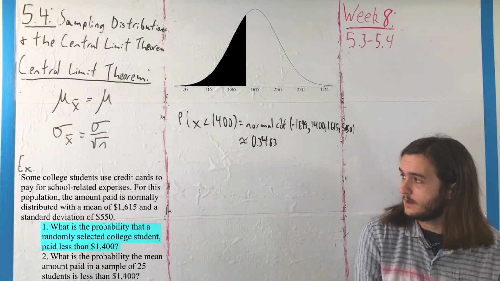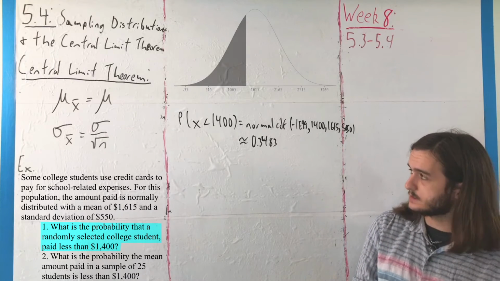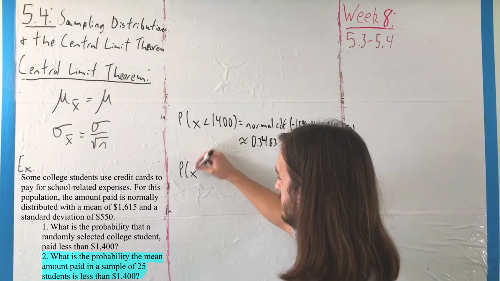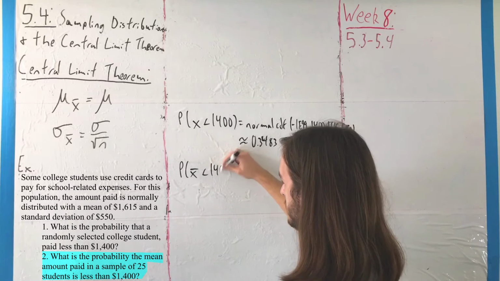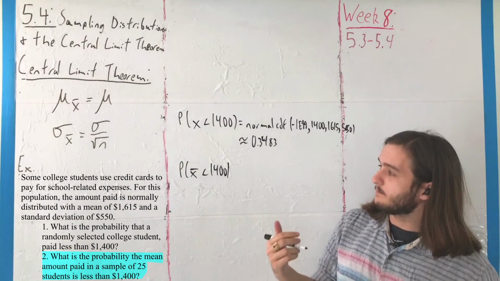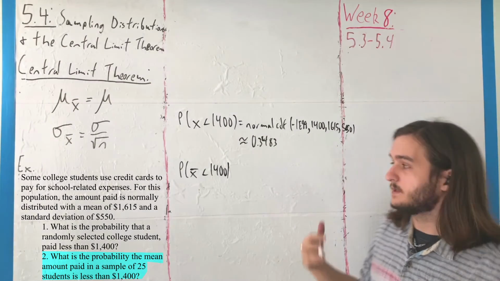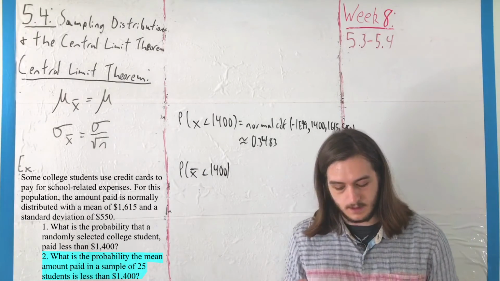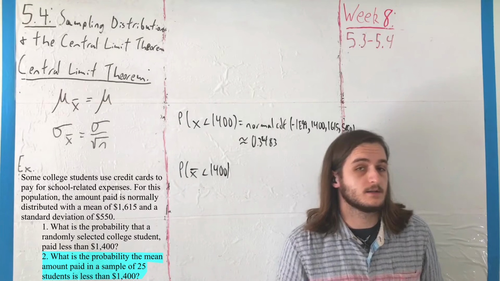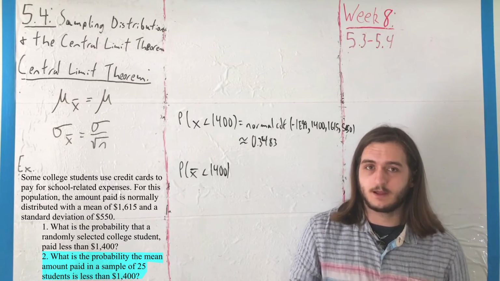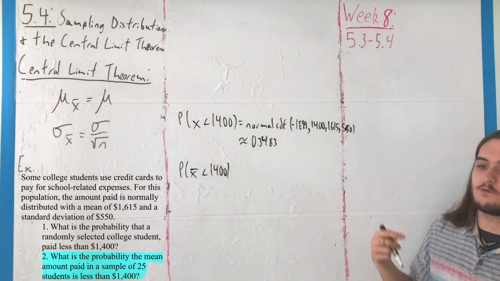given that distribution, given that shape of the situation where we're just trying to find it in terms of a single value. On the other hand, for our second case, if we want to find the probability that the sample mean is less than 1,400, this is something more like what we've been seeing here. This is something more in terms of sample behavior, more in terms of the central limit theorem, where in this case 25 is not enough technically, but we are assuming normality to begin with.